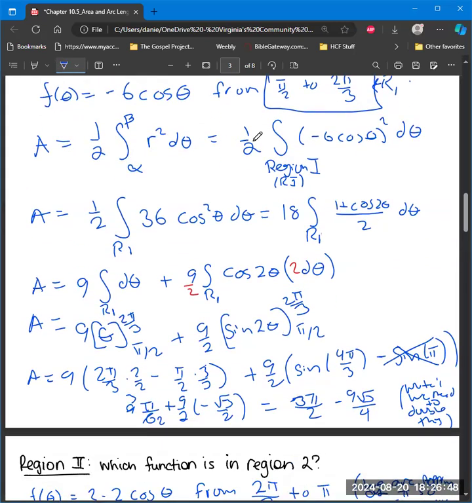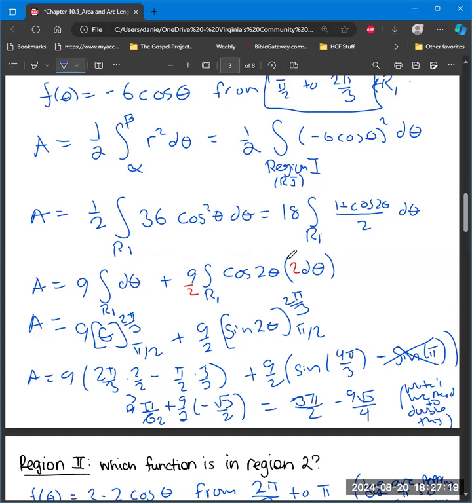All right, so f of theta was -6 cosine theta. When we square that, we get 36 cosine squared theta. Half of 36 is 18, and then I need to use my power reducing formula. Once again, 1 plus cosine 2 theta over 2. So half of 18 is 9. And then I split it up, 9 integral d theta, and then 9 integral cosine 2 theta d theta.